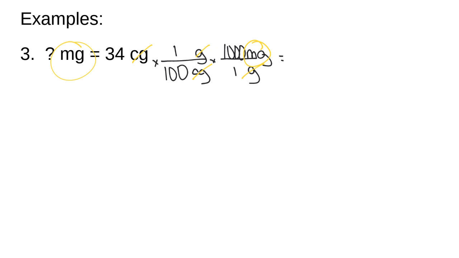That's great news. So we're going to take 34 times 1 times 1,000. And then we're going to divide that answer by 100, and dividing by 1 is not going to change it. You should be getting 340 milligrams.